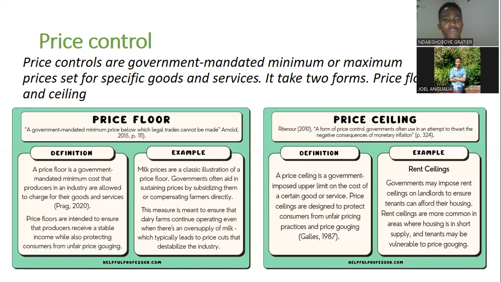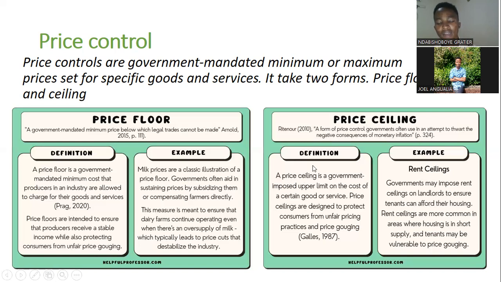So that's why you have seen that with milk products, even when their supply increases, it is technically difficult for their price to reduce drastically as the law of demand states. This is because the government has come in to set a price floor to protect both the producers and the consumers. So let's also look at the price ceiling.